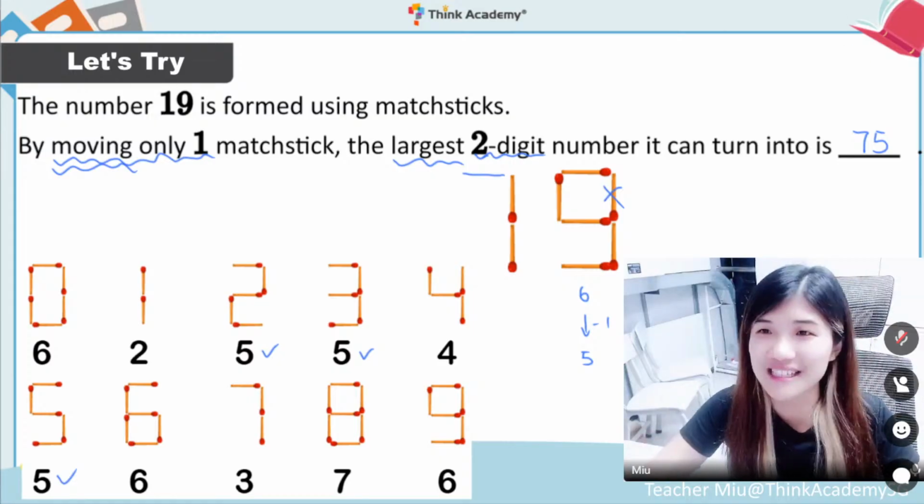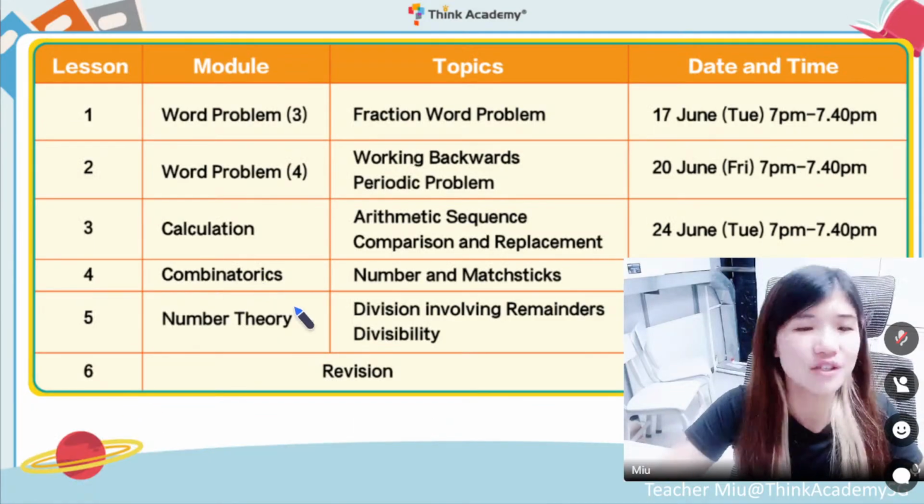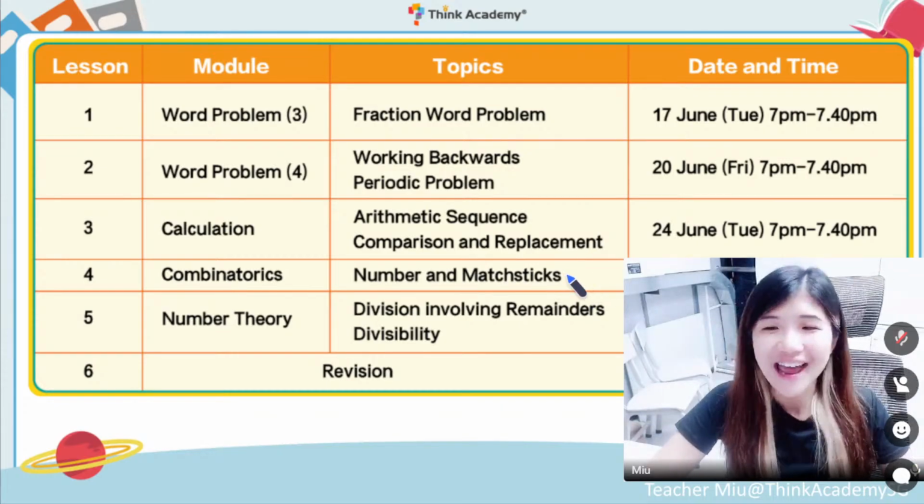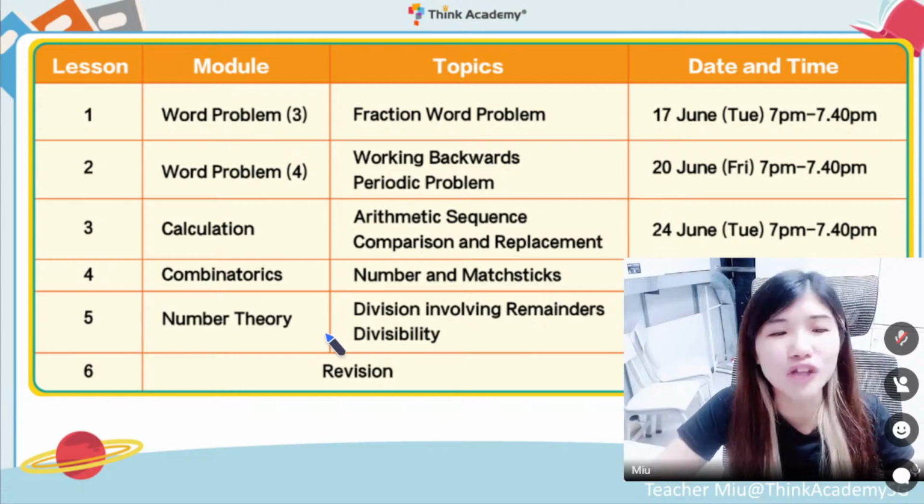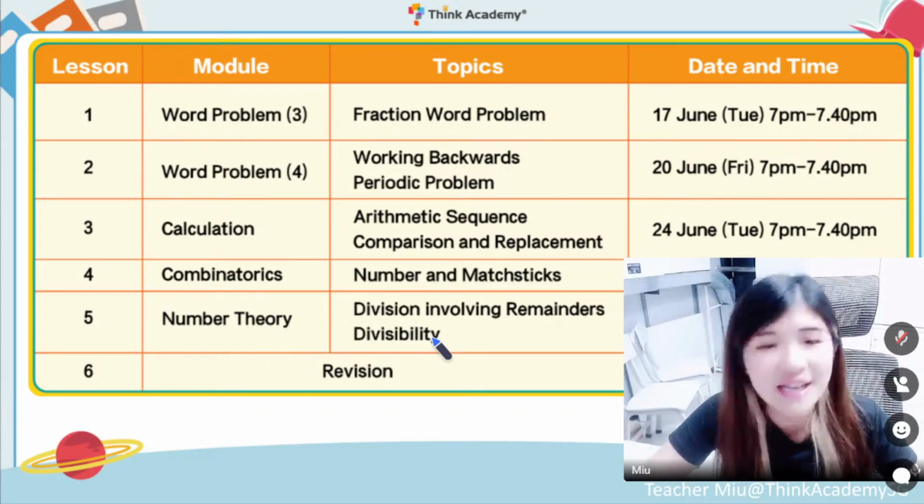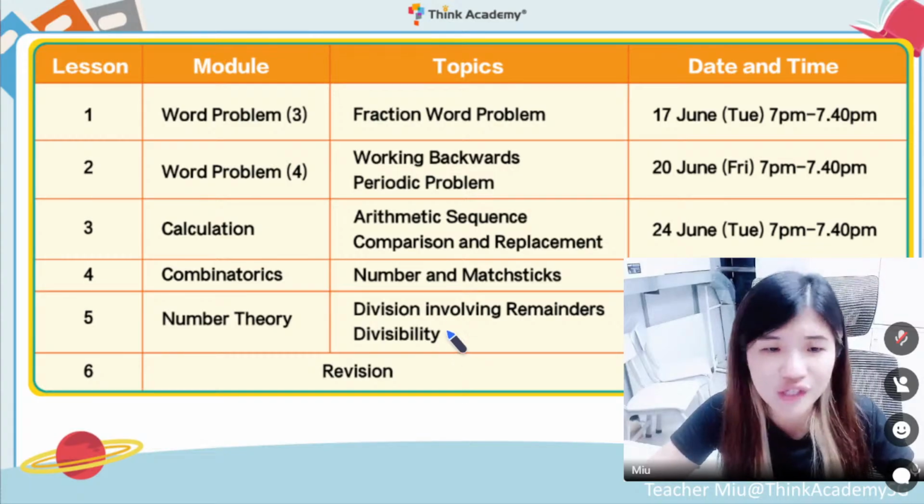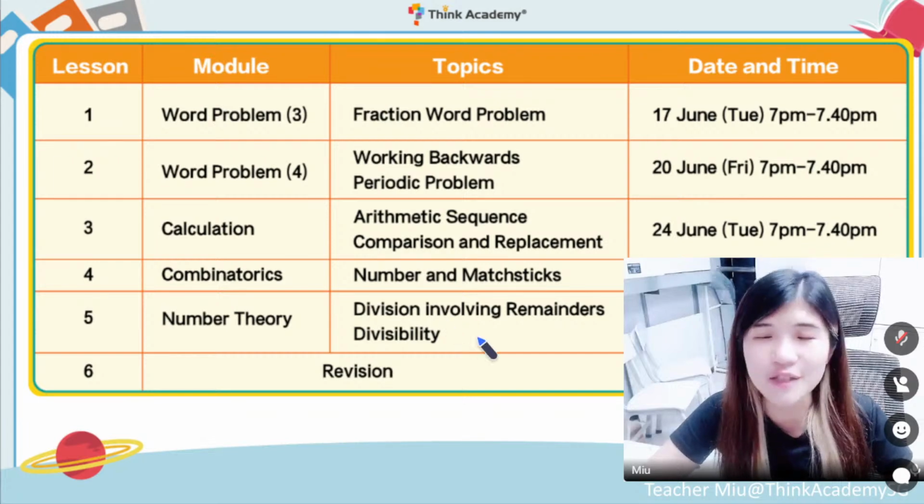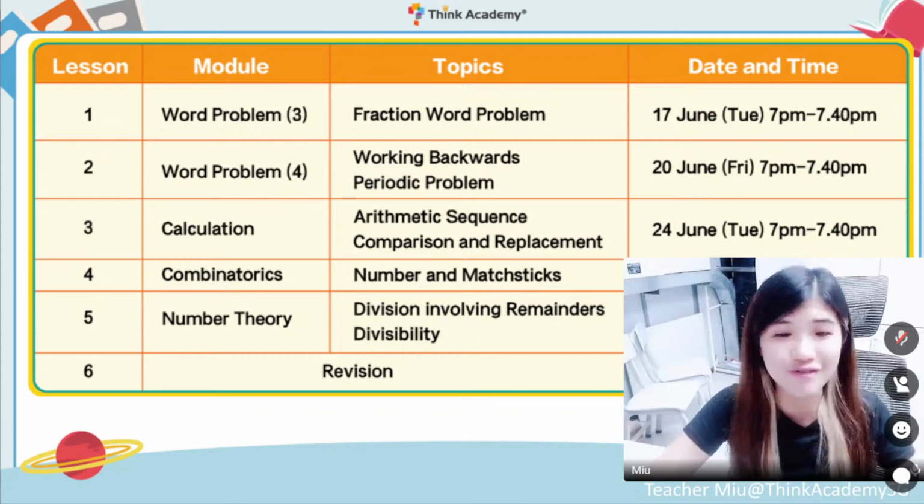Super easy. Thank you so much, and this is all for lesson 4, the numbers and matchsticks. And next Tuesday, we are coming to the numbers theory, and the numbers theory is on the division involving remainders and also the divisibility rules. Later, I will just send the questions in the check and please remember to finish the question and earn the extra points.